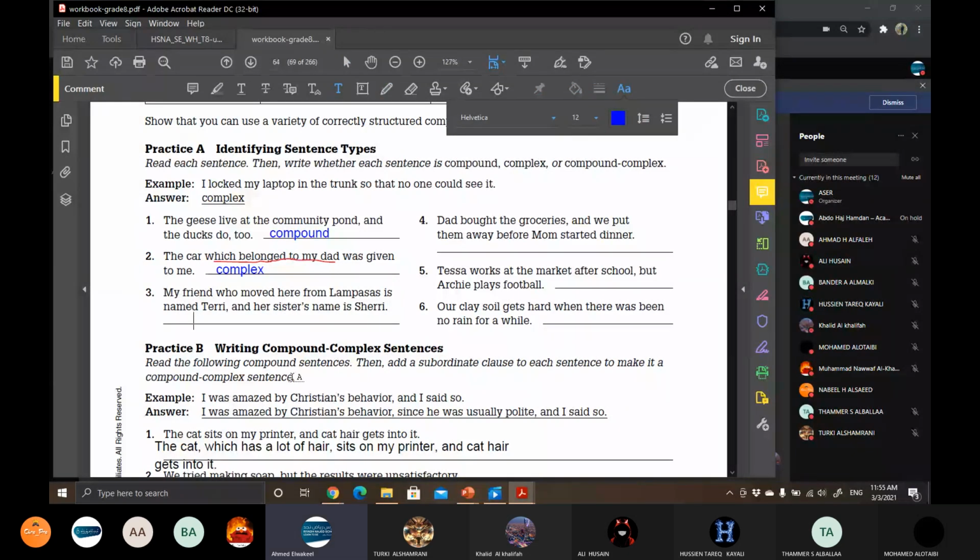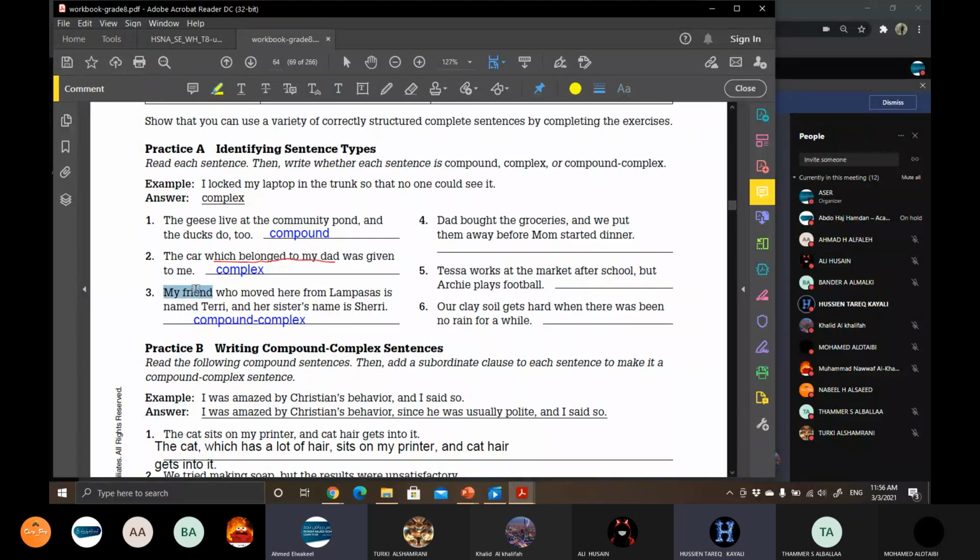And number 3, my friend who moved here from Lampasas is named Terry, and her sister's name is Sherry. Compound complex. Why? Because you have a subordinating conjunction and a coordinating conjunction. So the first independent clause is my friend is named Terry. Number 2, her sister's name is Sherry. And number 3, who moved here from Lampasas. So we have 2 independent clauses and 1 dependent clause.